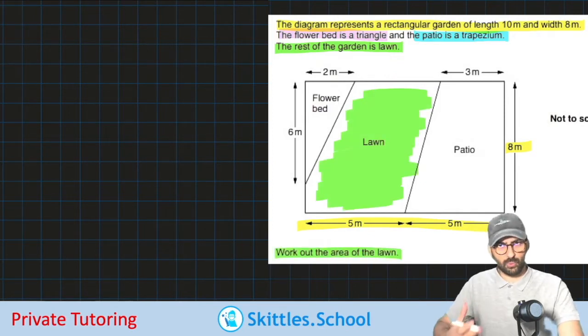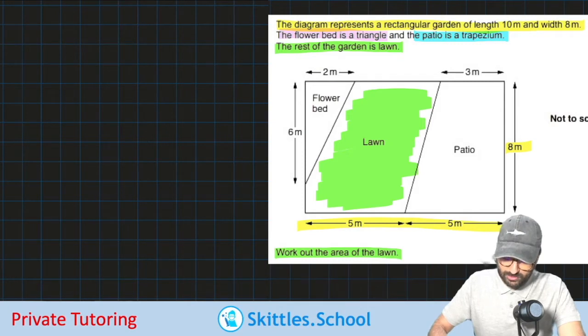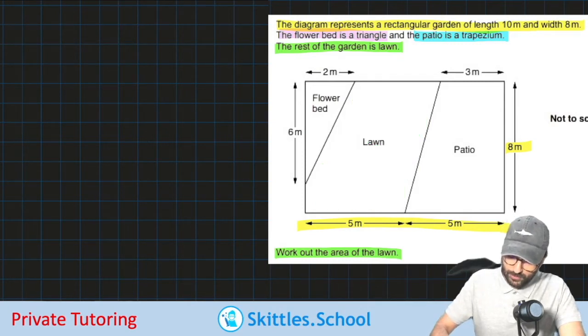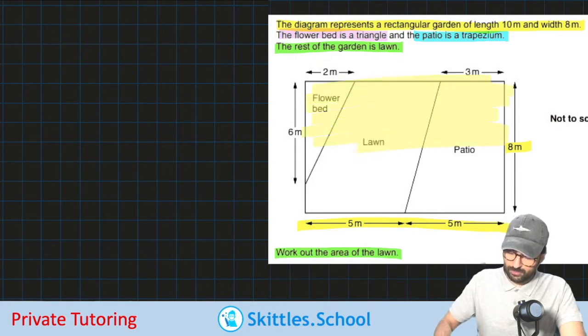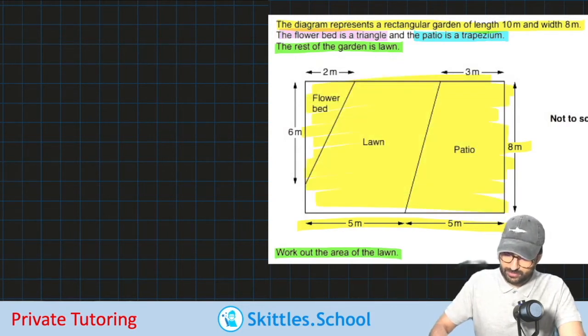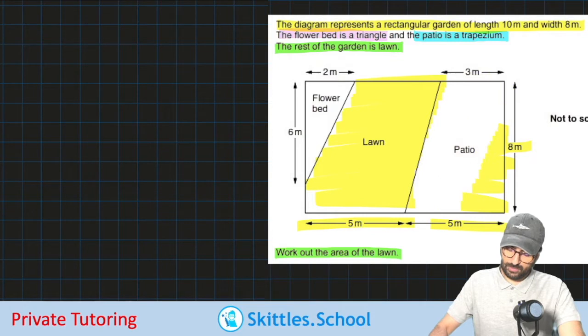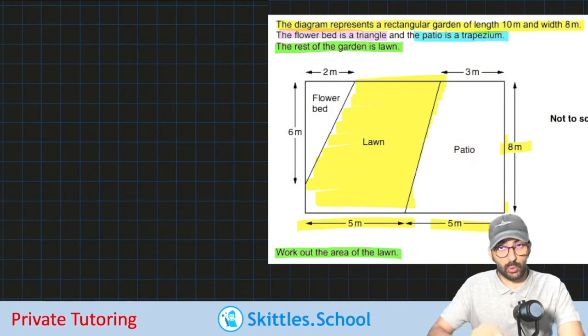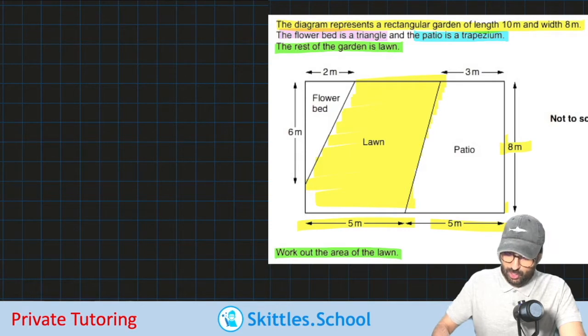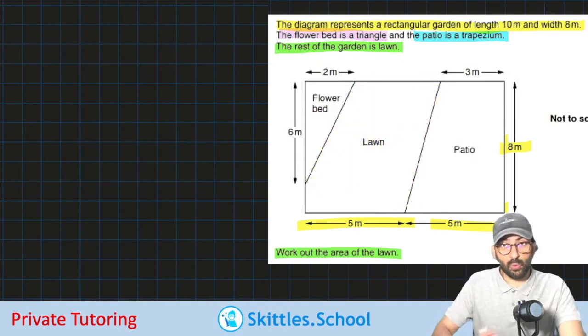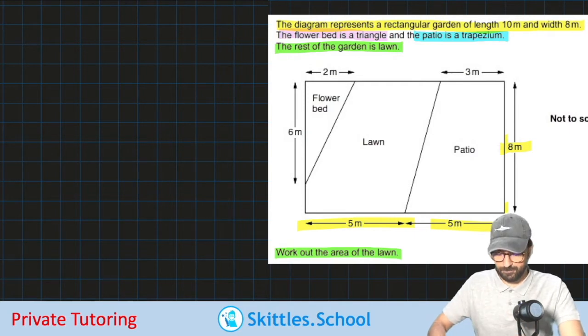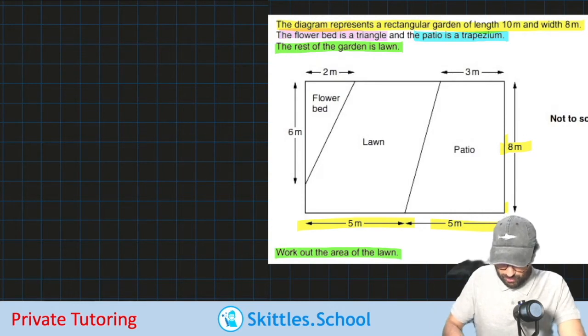area of that lawn. So the way I would start a question like this is I would do all of this, the whole rectangle, subtract the area of the flower bed and the area of the patio, and that would leave me with the area of the lawn in the middle. So we know that we're going to have to work out the area of all the shapes: the rectangle, the triangle, and the trapezium, and then we can use those to work out the area of the lawn. So let's start with the area of the rectangle.